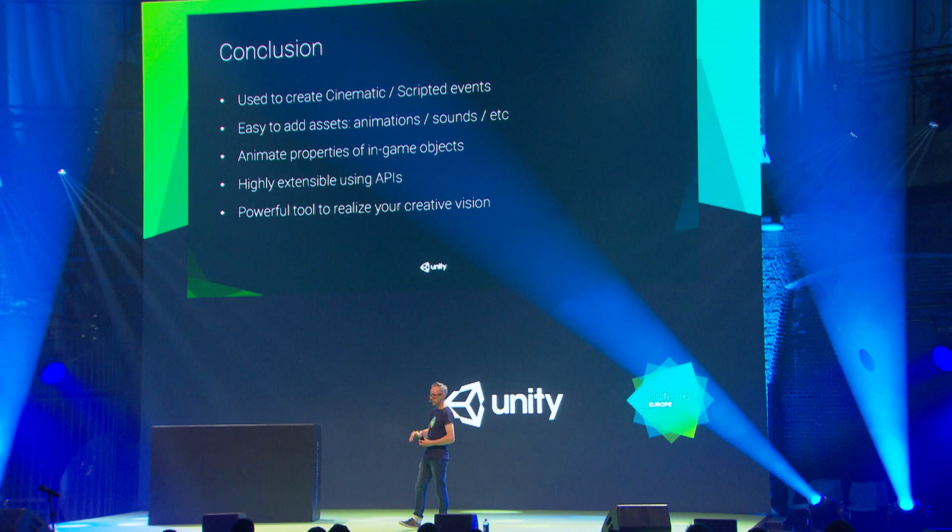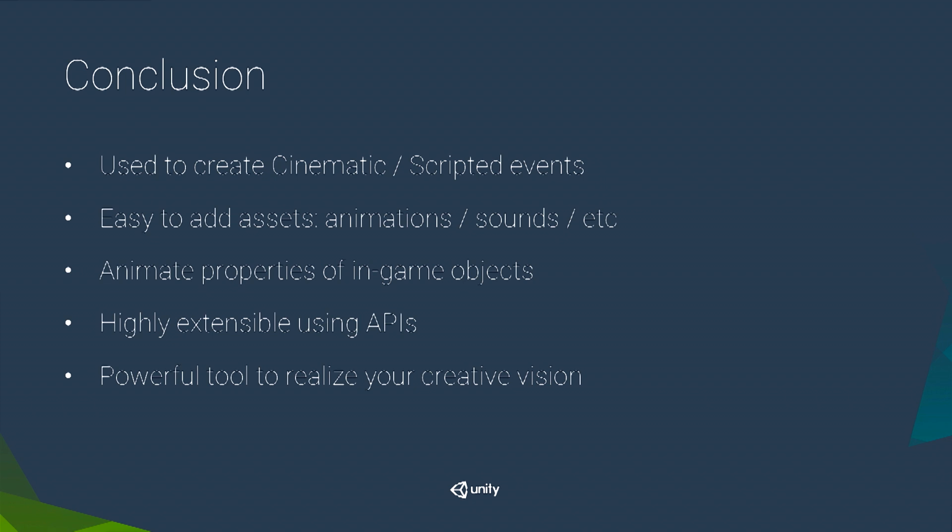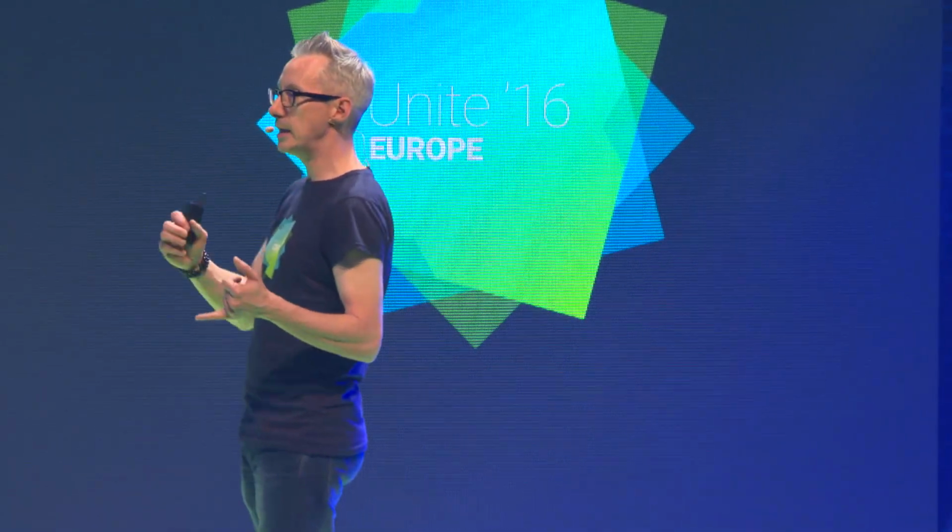In conclusion, these are the takeaways that you must remember. First, this tool is being used to create cinematic and scripted events. This tool is being used to create the Adam demo, edited and built over a couple of months. Last year, you saw the Blacksmith demo, which also used an early prototype of the sequencer. Second takeaway, it's super easy to drag any kind of assets into the sequencer and animate them. Third, you can animate any properties of any component on any game objects using AutoKey.